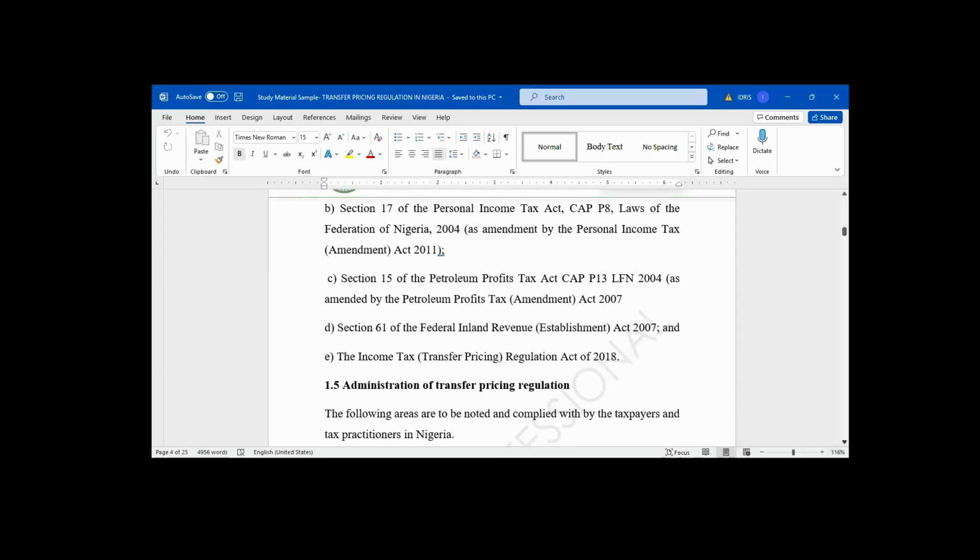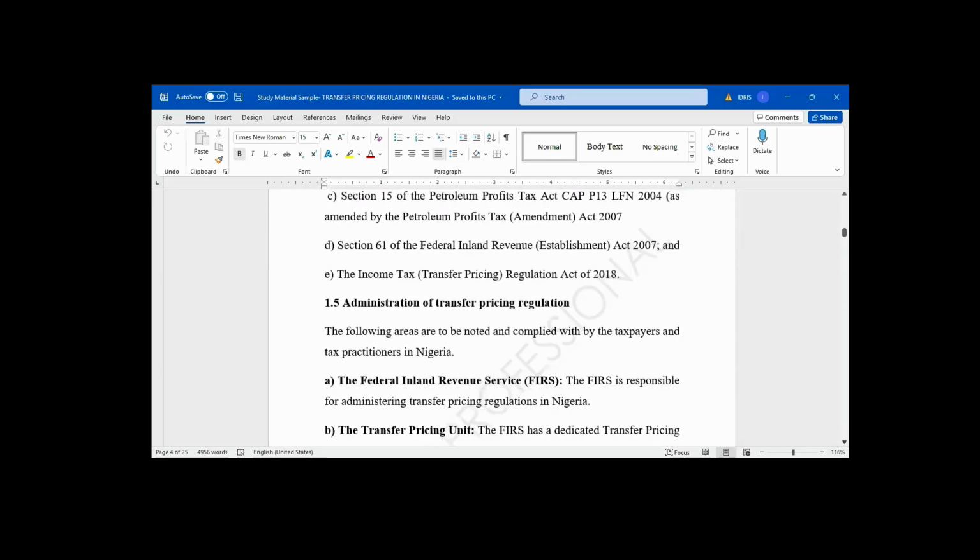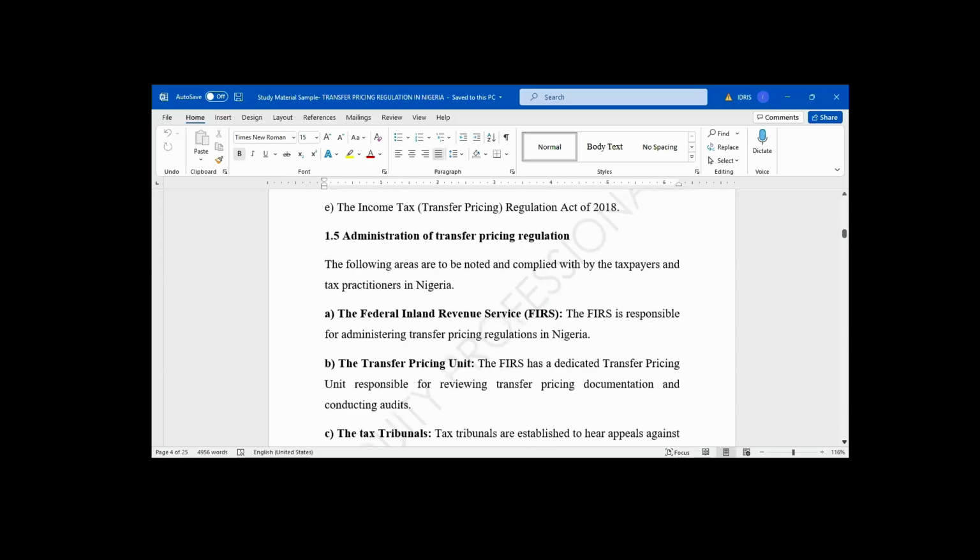So now that will take us to administration of transfer pricing regulation. How do we administer it? Who administers it? Who regulates it in Nigeria? We all know the primary responsibility for administration of transfer pricing regulation lies with who? FIRS. FIRS, they are the ones that regulate anything that has to do with transfer pricing regulation. So in Nigeria, they are the responsible tax authority.